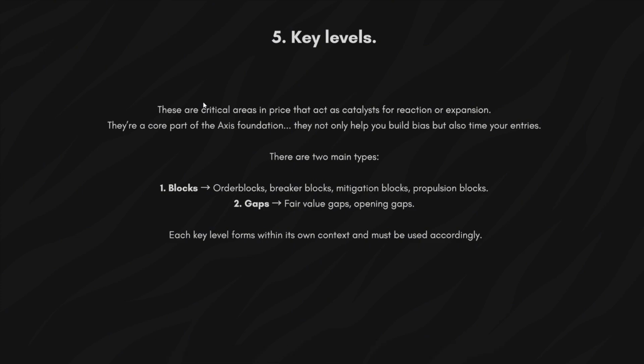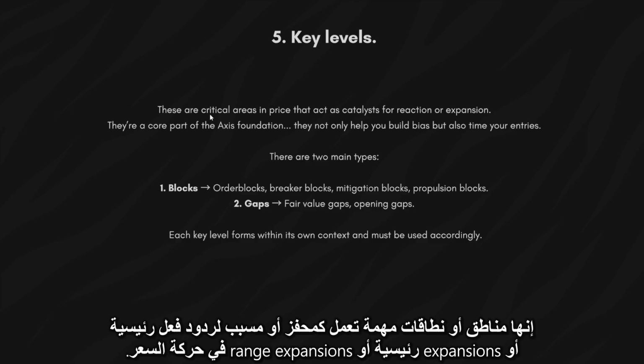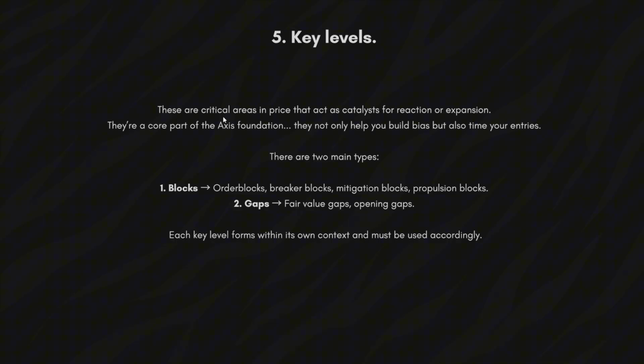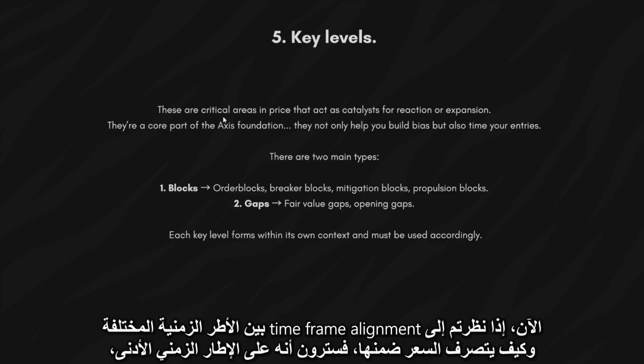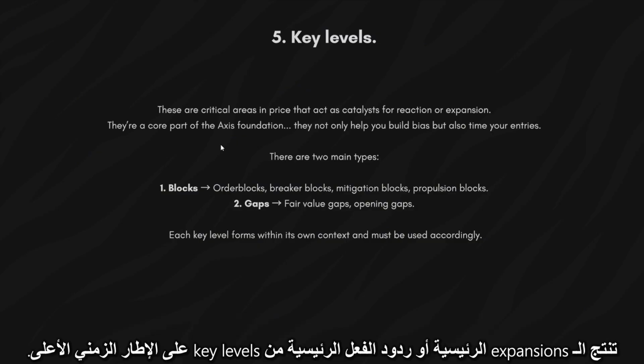So, the simple definition of a key level is this. They are critical areas or important areas in price action. They are important areas or zones that act as a catalyst or trigger for major reactions or major expansions, or range expansions, in price action. Now, if you look at the alignment between different time frames and how price behaves within it, then you'd see that on the lower time frame, the major expansions or the major reactions are produced off of higher time frame key levels.